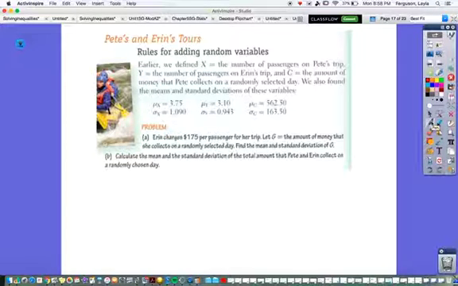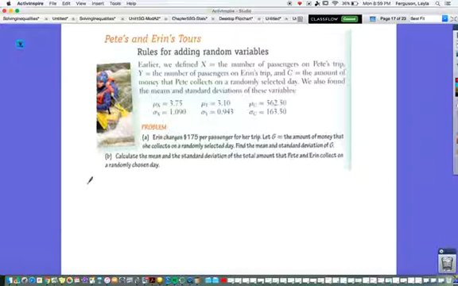All right, so going back to Pete and Aaron's tours. Earlier, we defined X to equal the number of passengers on Pete's trip, Y to equal the number of passengers on Aaron's trip, and C to be the total of money that Pete collects on randomly selected days. We also found the means and the standard deviation of these variables. So for A, it says Aaron charges $175 per passenger for her trip, and we're going to let G equal the amount of money that she collects on a randomly selected day, and we want to find the mean and the standard deviation of G.